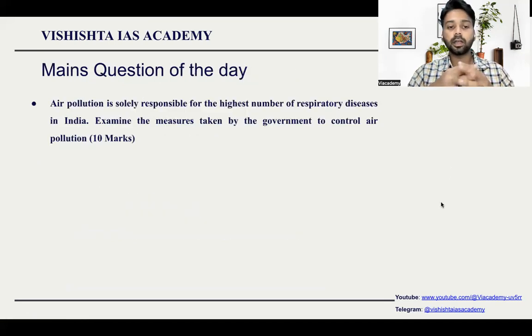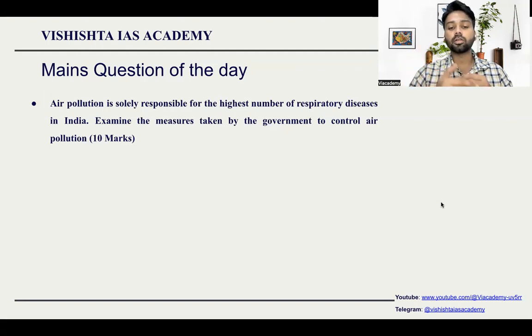Mains question of the day: air pollution is solely responsible for the highest number of respiratory diseases in India. This is the statement. The question starts from here. Explain the measures taken by the government to control air pollution. So in this, you will write an introduction, try to give some data there and tell that in recent times air pollution has increased to this extent and the government has taken important measures such as the National Clean Air Program, something of this kind.